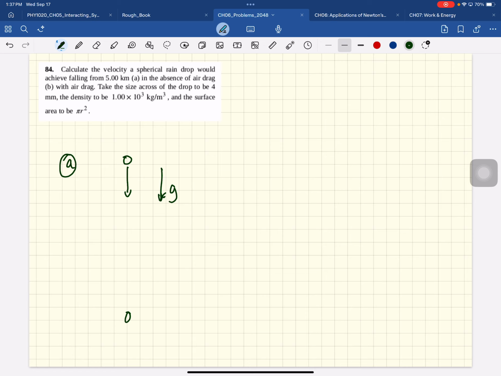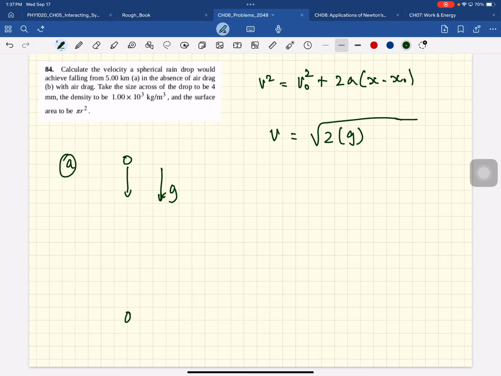So you will use this formula, v squared equals v naught squared plus 2a times x minus x naught, where x is the final position. Of course, the raindrop starts from rest. So v is the square root of 2 times g times the distance traveled, which is 5 kilometers, 5,000 meters. And so you put that in there.